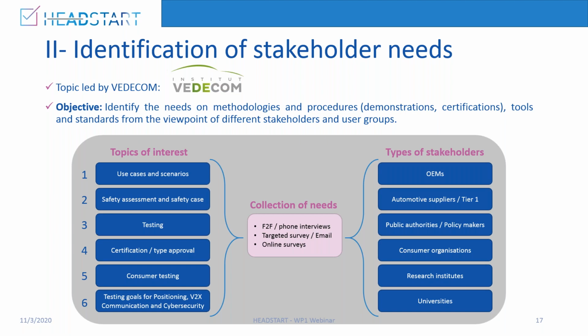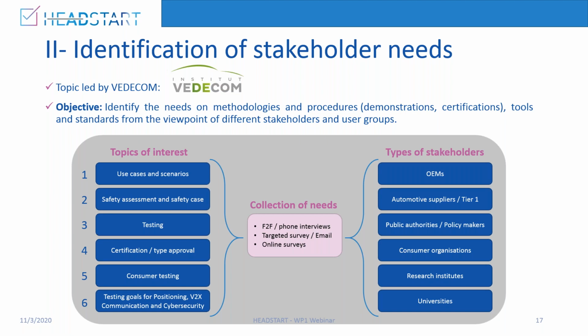Now I'm going to talk about the identification of stakeholder needs, which is the second task of this work package one. This topic was led by Bedecom, and the goal was to identify the needs on methodologies and procedures, tools or standards from the viewpoint of different stakeholders. So what we call stakeholders are, if you look at the right of this little table, the OEMs, the automotive suppliers, the public authorities, the consumer organizations, research institutes, or universities.